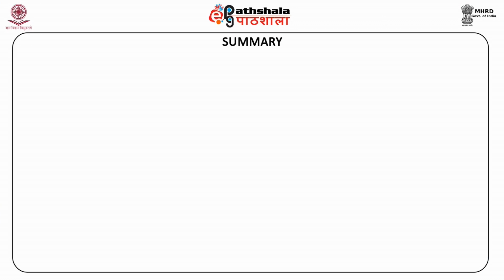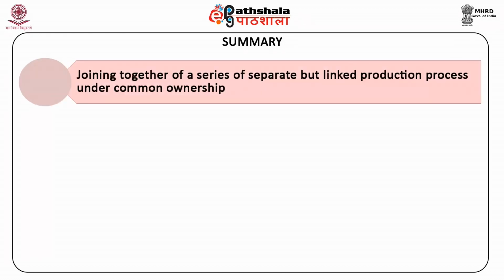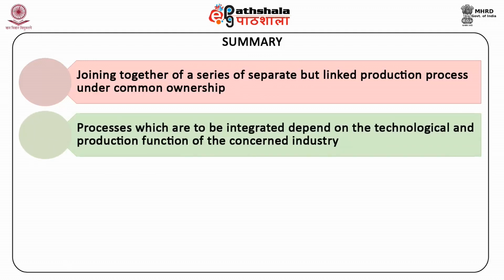Let us summarize what we have learned in this module. Vertical integration refers to joining together of a series of separate but linked production processes under common ownership. It is a strategy used by the firm to alter both the boundary as well as the size of the firm. The stages of the production process which are to be integrated depend on the technological and production function of the concerned industry.